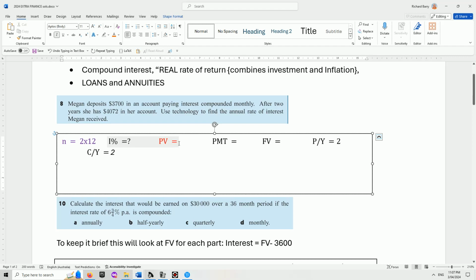Okay, it's an investment, so PV is minus. There were no payments in this question. No regular payments. 3,700 turned into 4,072. Here's the critical part, compounded monthly. So I have to have 12 in a few places. So let's just see what that looks like on the calculator.